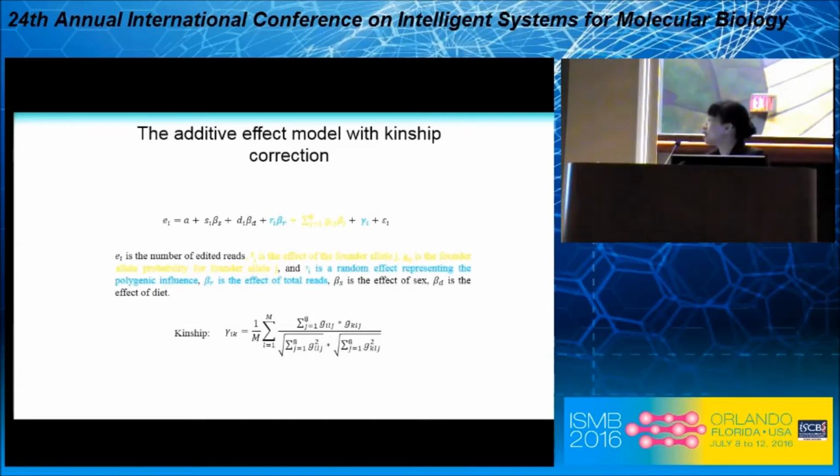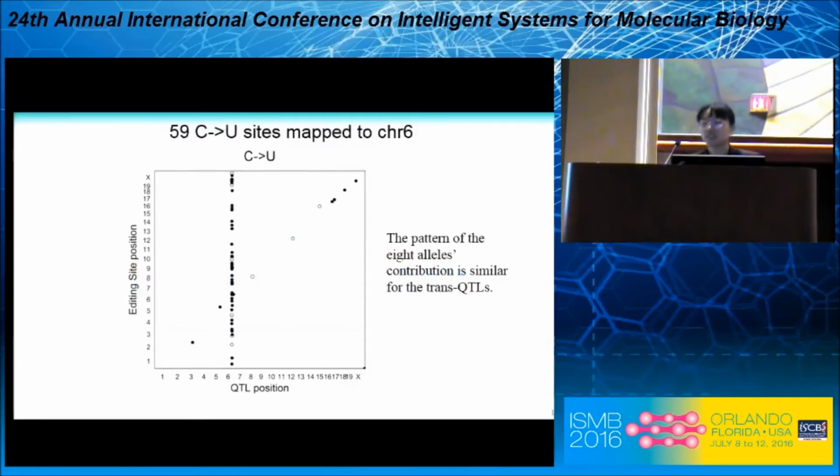So using this whole pipeline, we got a very nice result. Here shows the C2U editing sites. Most of those sites map to one region on chromosome 6. So here shows where the QTL is localized, and here shows where the editing site is localized. It doesn't matter where the editing site is localized, they are all mapped to the same region on chromosome 6.